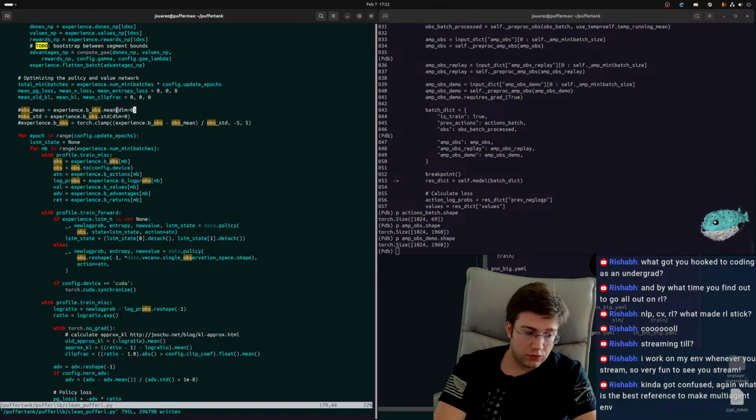I looked at the code for the longest time. I still can't figure out what they're doing with AMP obs because it doesn't seem like they're training on sequences correctly. I can't tell. Their batching code sucks. So I think I know how to do it as long as we have good data coming out at the end.